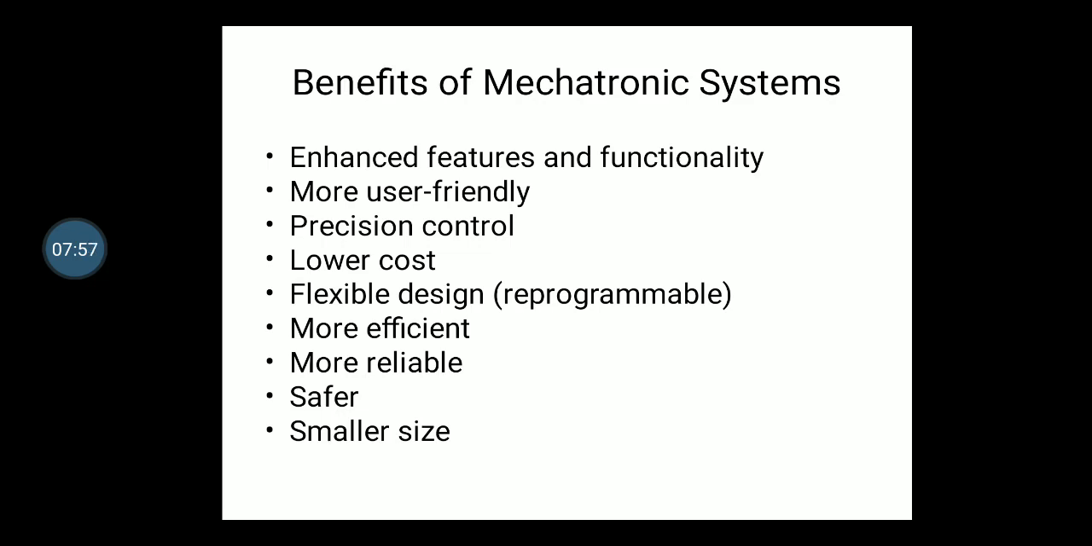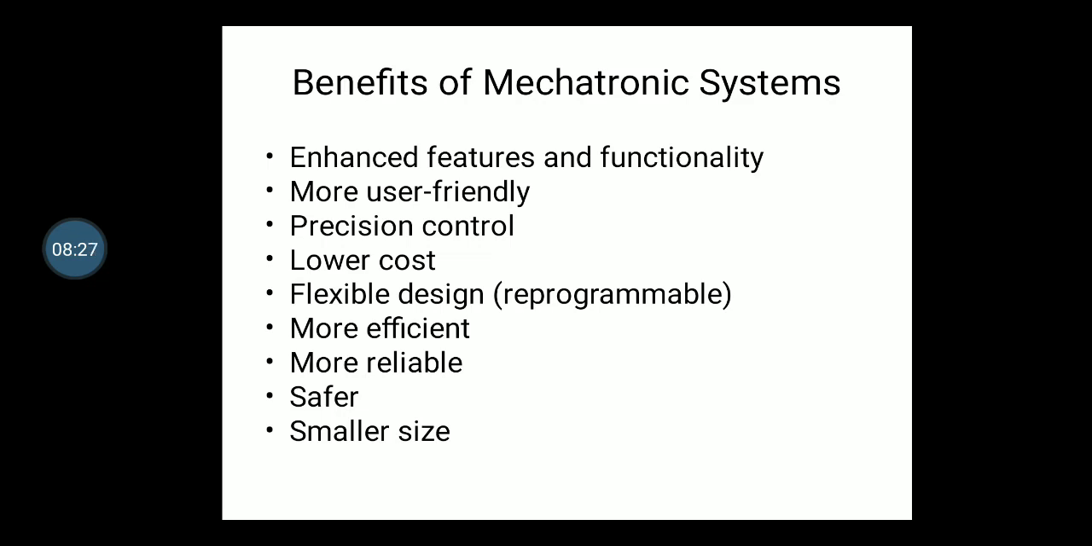Precision control. Precision control means the control is much better in a mechatronic system. Lower cost. Why is it a lower cost? Because it is more efficient, right? Since efficiency is more, we are getting low cost, and it is a one-time cost. Flexible design, that is reprogrammable. Okay, so this is also one of the most important benefits of the mechatronic system.